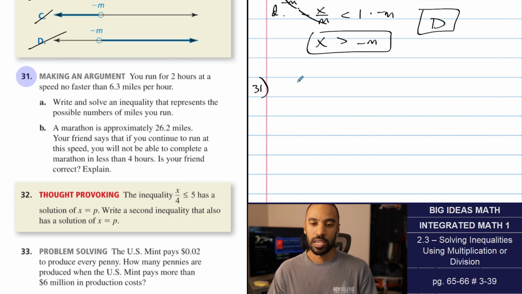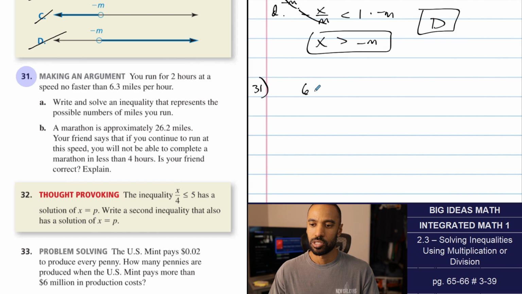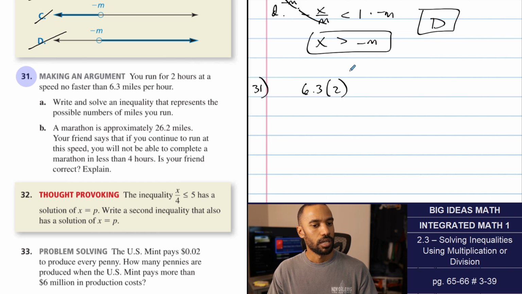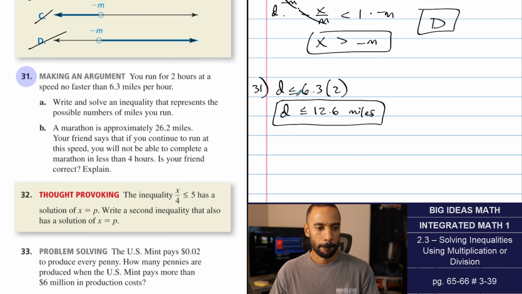When you go 6.3 miles per hour for 2 hours, 6.3 miles per hour times 2 hours, that's going to equal total distance. Your distance could be no more than that. It can be less than or equal to it. Does that work? I think so. It's a different kind of multiplication because the variable's not on the same side, but that'll be 12.6 miles. You ran no more than 12.6 miles total. That's part A. Part B.